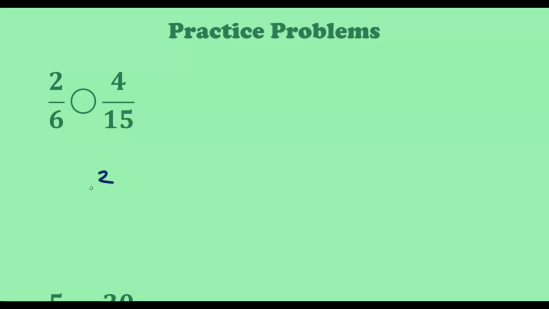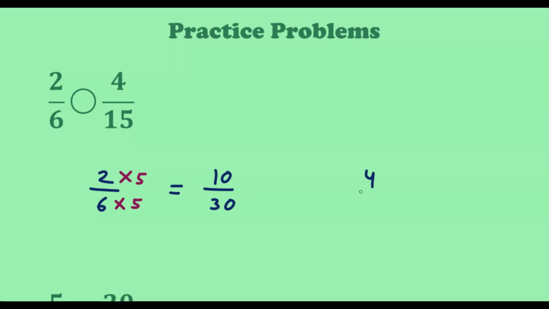So first of all, we have 2 over 6. Now, how do we change 6 to 30? What we need to do is multiply 6 by 5. And we want an equivalent fraction, so we multiply the numerator by that same number. So we have 2 times 5, that is 10, divided by 6 times 5, that is 30.